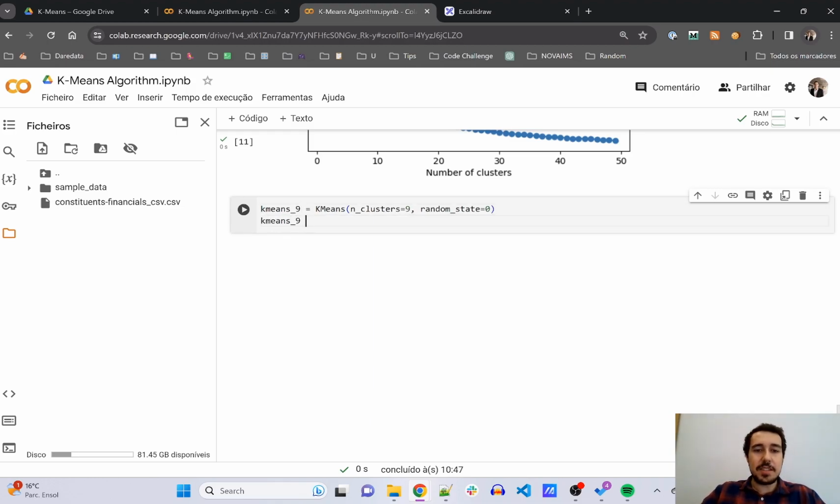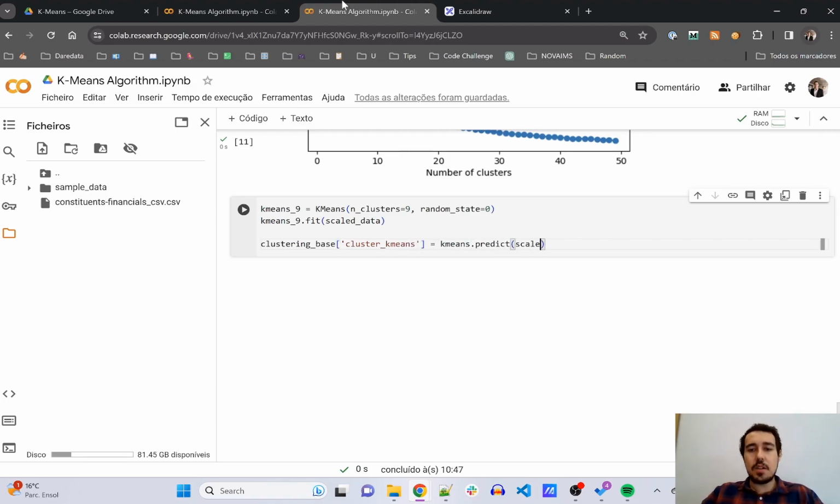And then KMeans 9.fit to the scale data, and now I can do to my clustering base. I'll add the clustering KMeans. I'll add KMeans.predict of the scale data. I could also do a fit predict here as you want. You can use the methods from scikit-learn as you wish. I'm just doing this to keep coherence with what we've done before, and so that people that aren't really that familiar with scikit-learn are able to have at least something coherent here. And now I'll want to add this to the scale df as well.